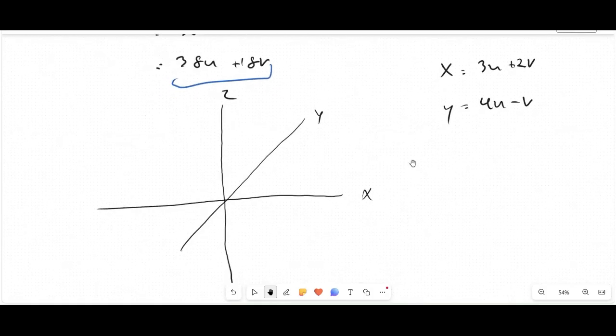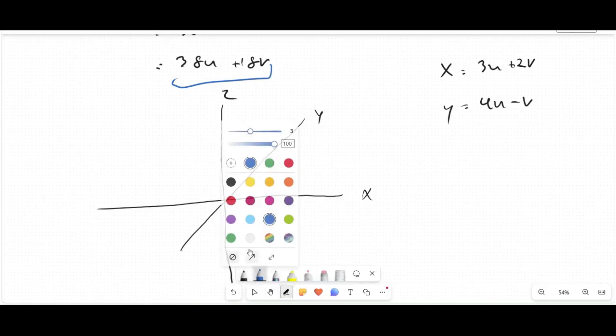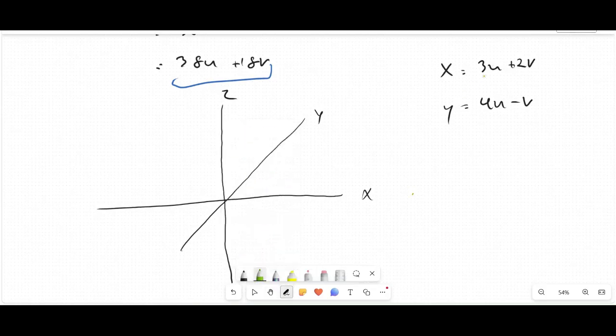Let's do a quick starting point. Let's imagine that v is 1 and u is also 1. So we might have a starting point like 3 plus 2 is 5 in the x direction, so maybe right here. And 4 minus 1 is 3 in the y direction, so maybe right here. So this point right here might correspond to u equals 1 and v equals 1.